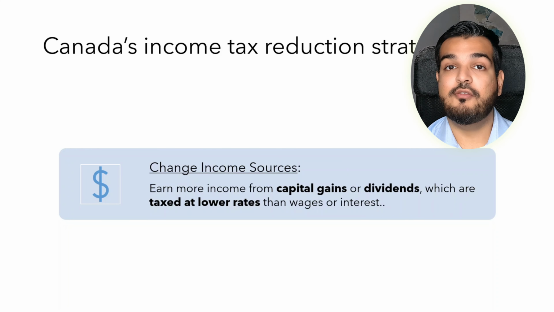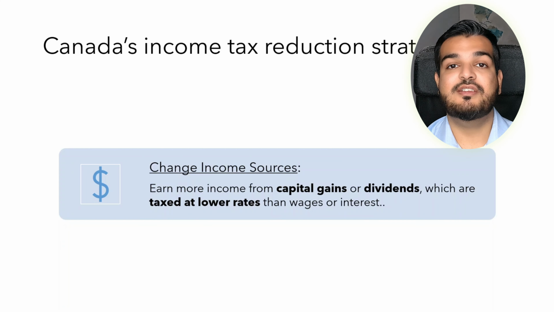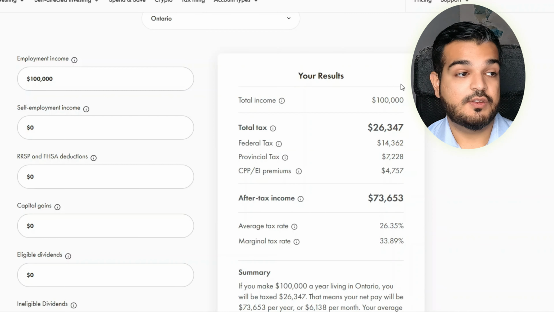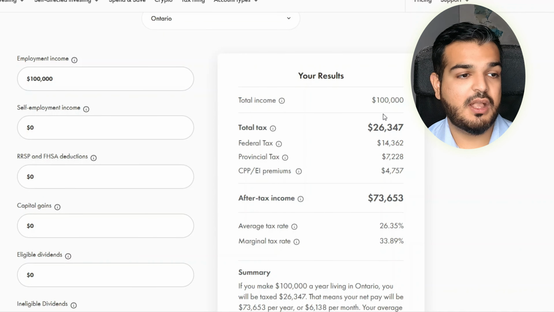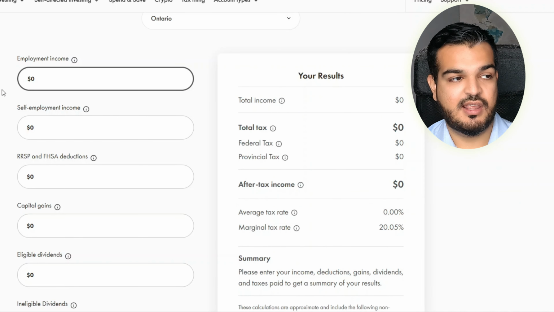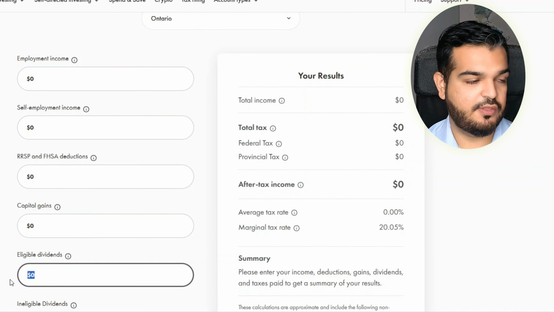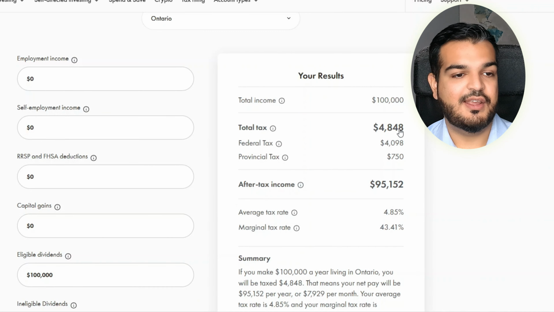If you can make more money from eligible dividends, if you can make more money from capital gains, you will reduce the amount of taxes you pay overall. And I'll give you an example to talk through that. Going back to my handy tax calculator, as we saw earlier, if you make $100,000 in employment income, you are paying $26,000 in taxes. Now watch what happens if we change that source from employment income to eligible dividends. Look at that. You're paying less than $5,000 in taxes.